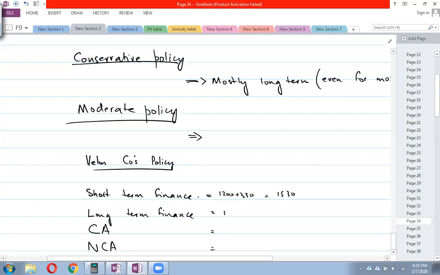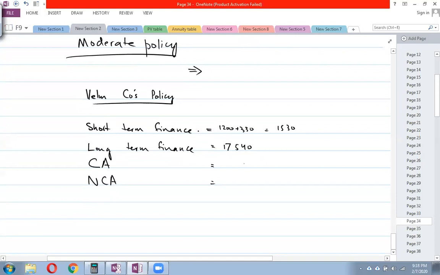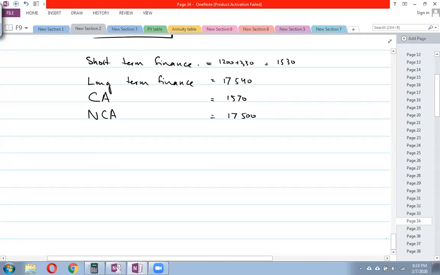Long-term finance is 17,540. Current asset is 1570 and non-current asset is 17,500, right? I'm simply picking up the figure from the balance sheet. You don't have to write it down, but look.